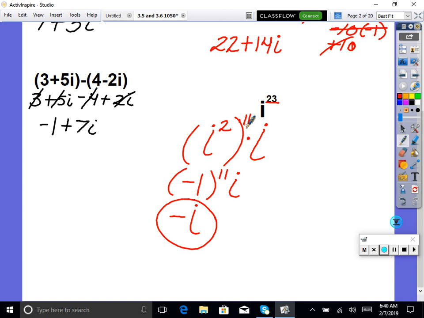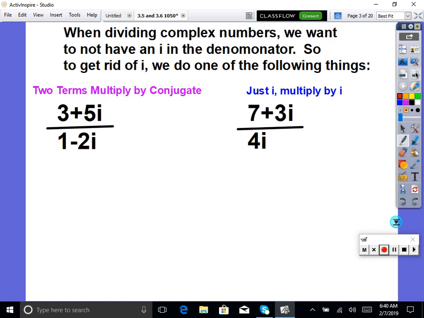Or 1 or -1. But yeah, actually with the I to the 23, I guess you're right. There could be just 1 or -1 as well. Like I to the 4th, that's -1 times -1. Does that make sense? Okay, awesome.